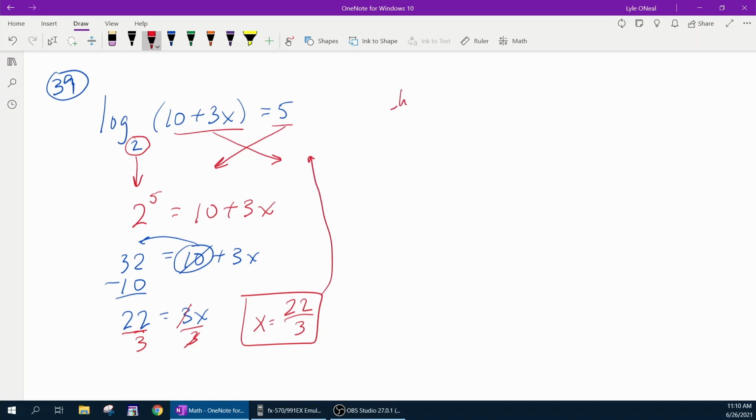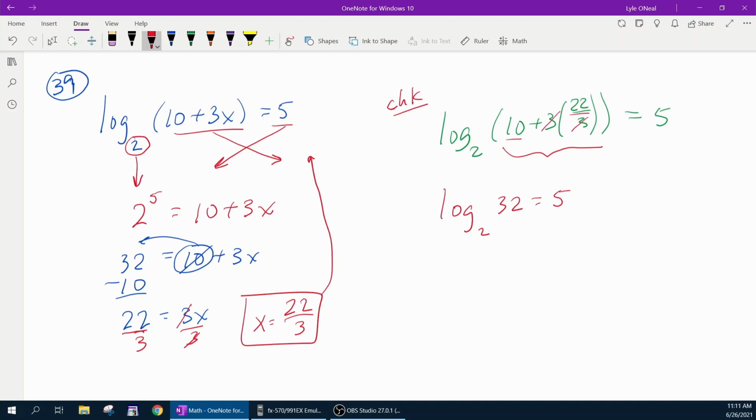And I think I will show that here on the first example, just so you know what the checking process looks like. So to check it, we would say log base 2 of 10 plus 3, and then we're going to replace the x with our answer. And that had better work out to equal 5, or it's not correct. So notice here, using the order of operations, doing the parentheses first, these 3's are going to cancel, which is going to leave us 10 plus 22, which is 32.